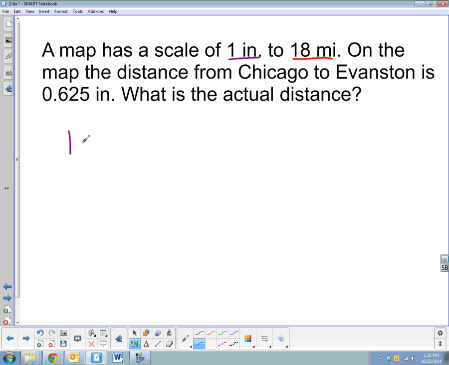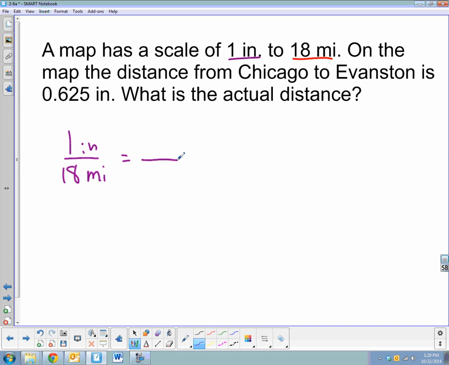So we can start by writing that scale factor down. We can write that initial ratio down: 1 inch is the same as 18 miles. That's a comparison, and we know that that's equal. That ratio has the same value for all the dimensions on the map, all the dimensions that have the same scale. 0.625 inches is the distance from Chicago to Evanston.